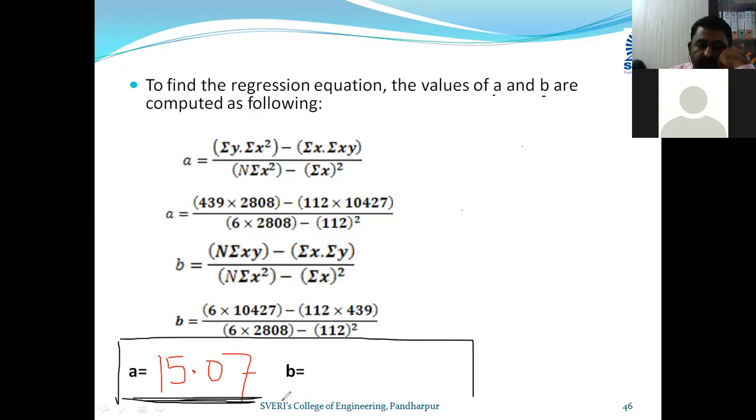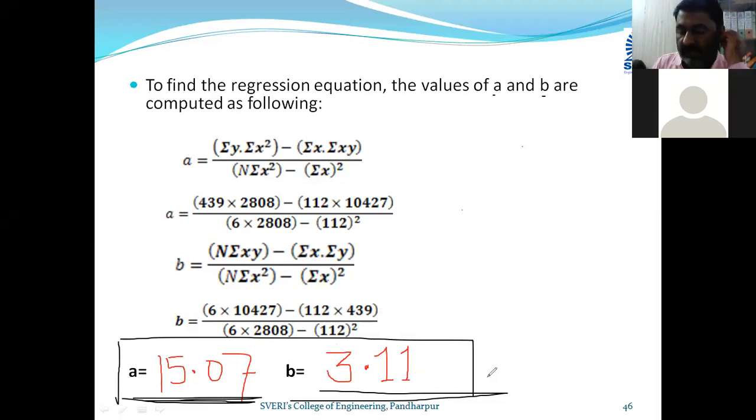So this is your B value. Very good, 3.11. So you can mention here the B value as 3.11. These are the two values you will get. Okay, very nice. So we have calculated these two values and let us proceed. A is 15.07, B is 3.11.